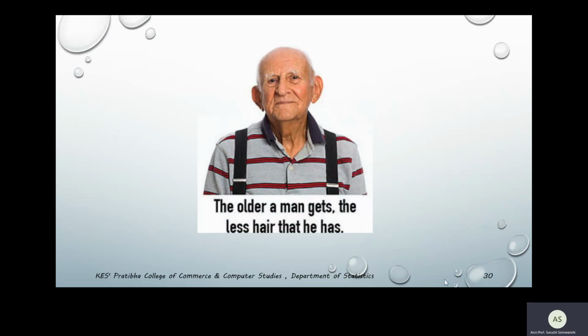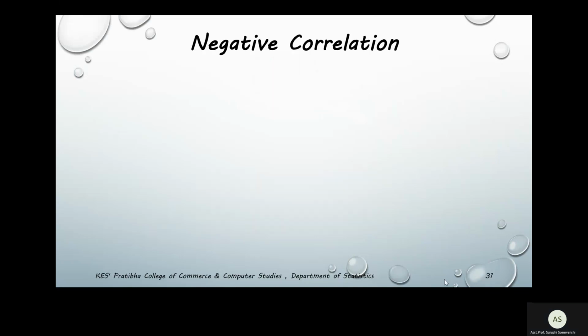The older a man gets, the less hair he has. That means here the two variables are the age of the man and the count of hair. As age increases, the count of hair decreases. Once one variable is increasing, the other is decreasing. That means both variables are moving simultaneously but in opposite directions. So this situation leads us to the negative correlation.